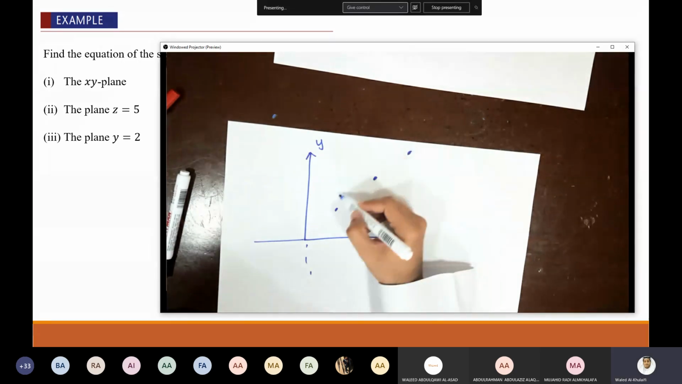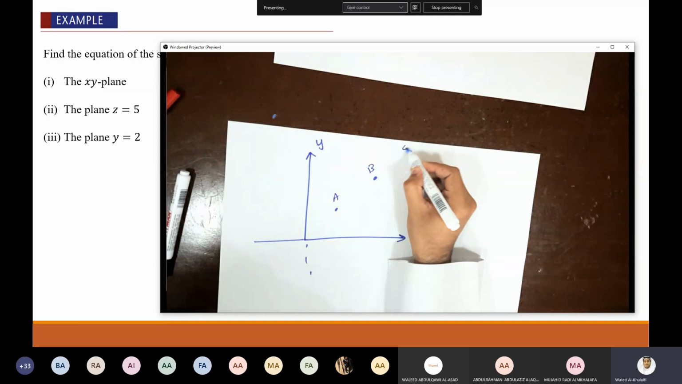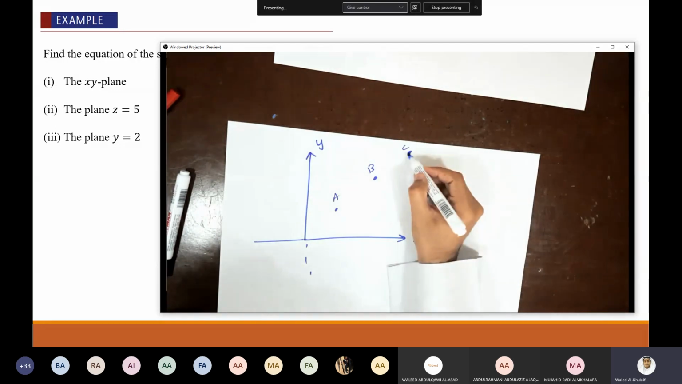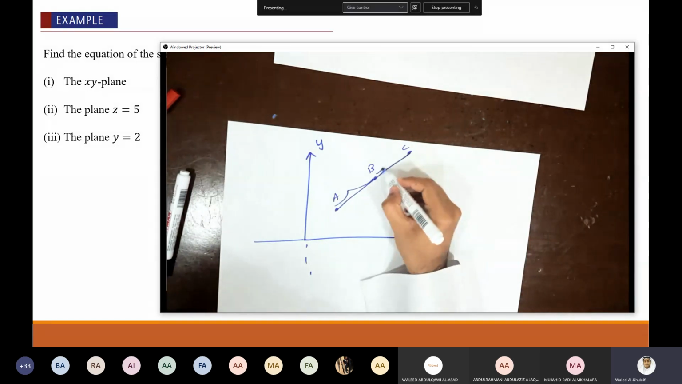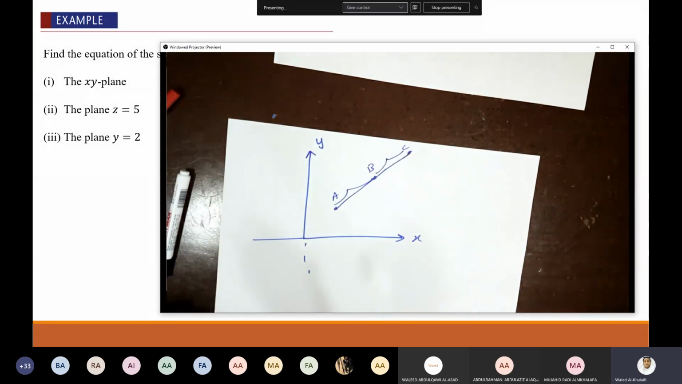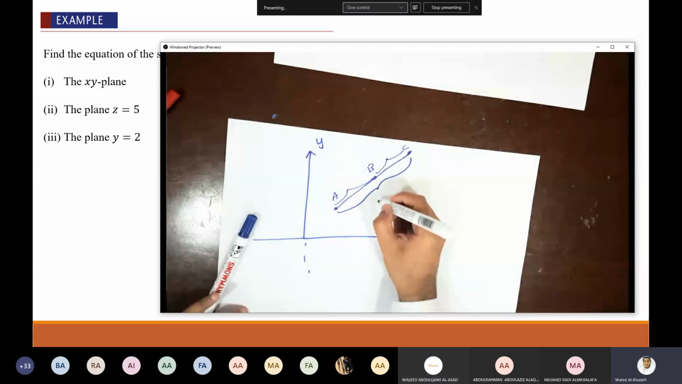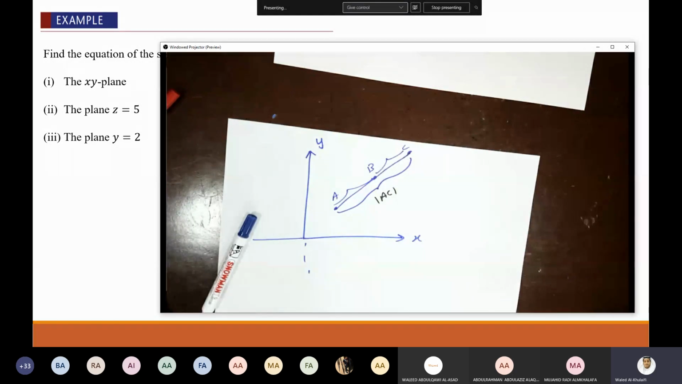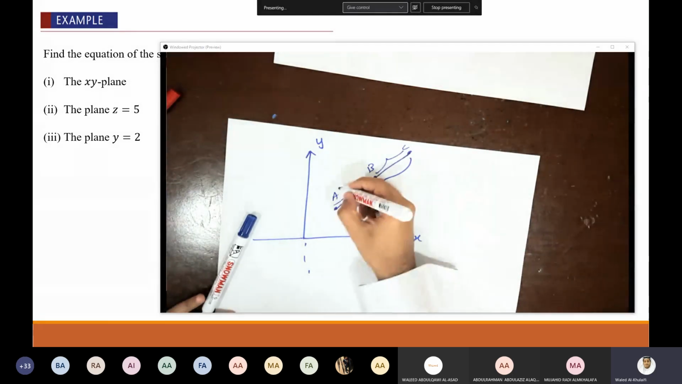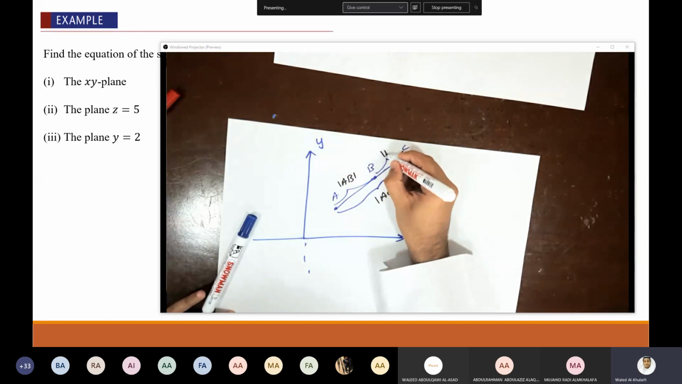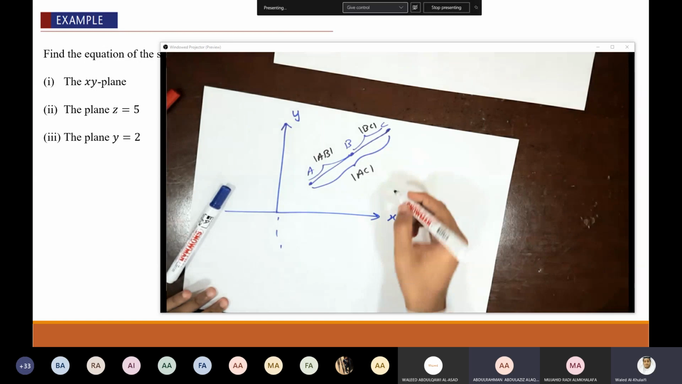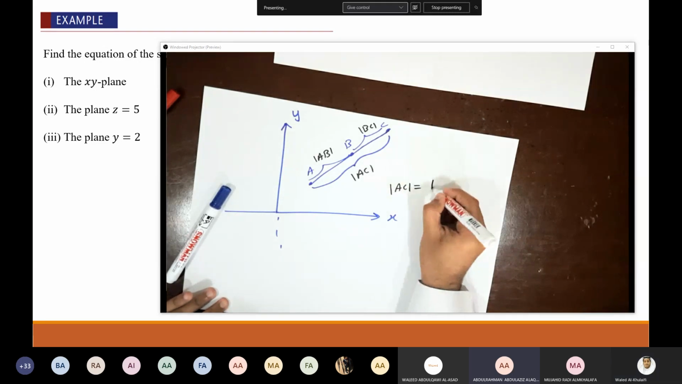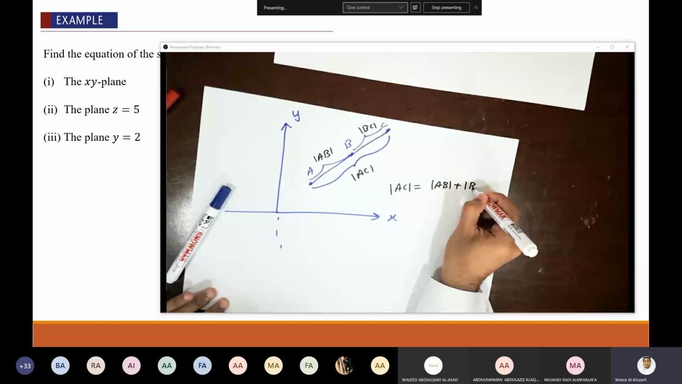Like, let's say this is point A, this is point B, this is the point C. Look at the distance from A to C, and look at the distance between A to B and B to C. What do you notice, Shabab? This is distance AB and this is distance BC. What do you notice, Shabab? That AB equals half AC. Plus.